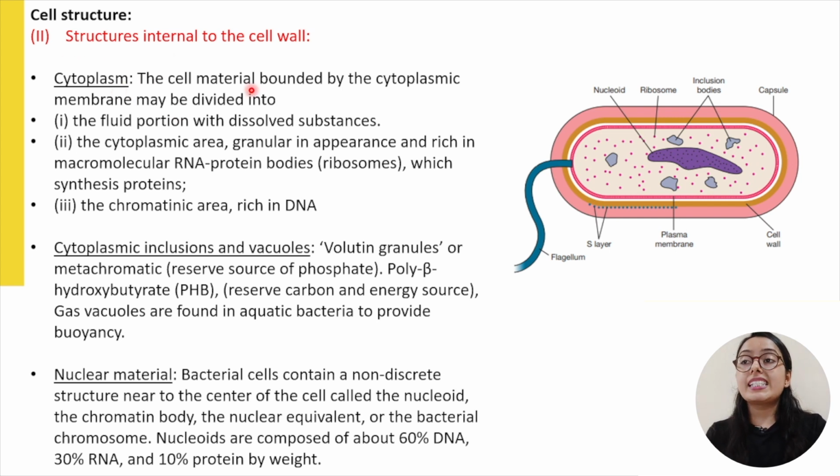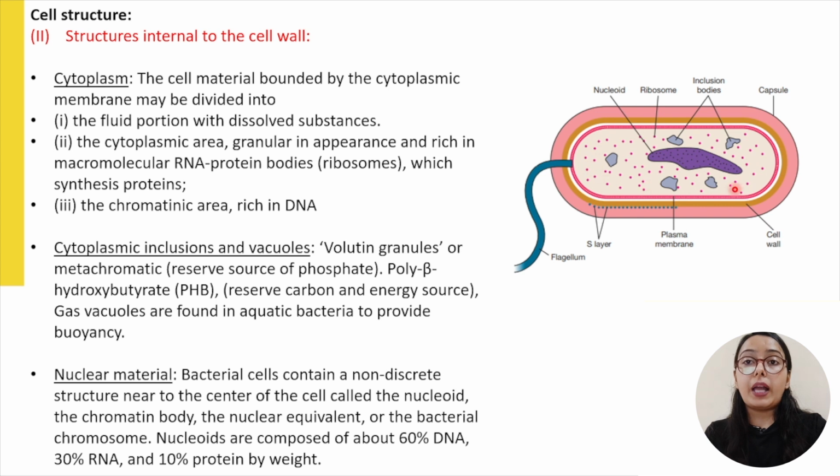Now coming to the next structure which is internal to the cell wall, the cytoplasm. So the cytoplasm is the cell material bounded by the cytoplasmic membrane, and it can be divided into three portions. The first portion is the fluid portion with dissolved substances. The second is the cytoplasmic area, which is granular in appearance and is rich in macromolecular RNA protein bodies, that is ribosomes. And next is the chromatin area, which is rich in DNA. As we can see in this image, this pink layer is the plasma membrane, and inside this plasma membrane is the cytoplasm.